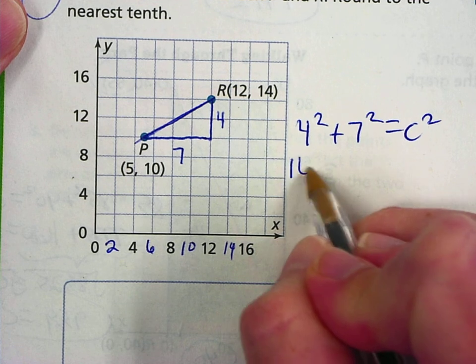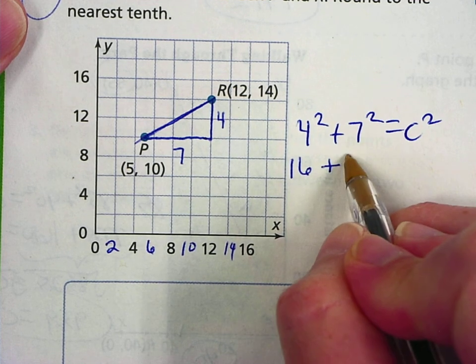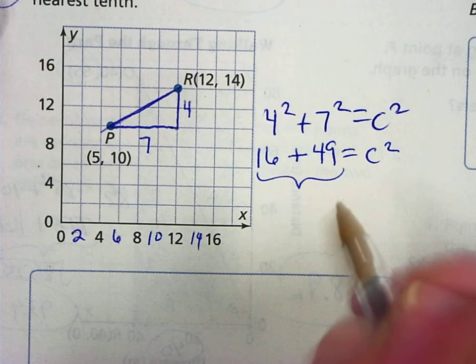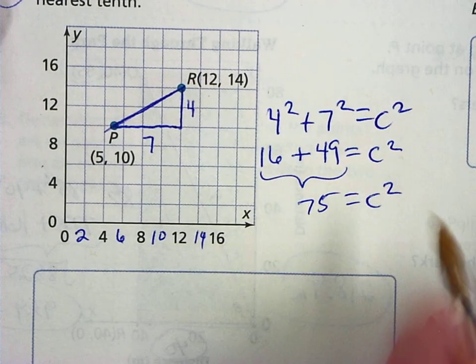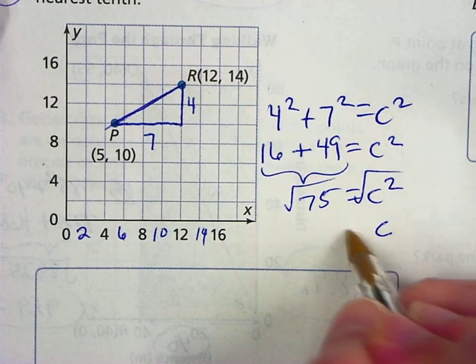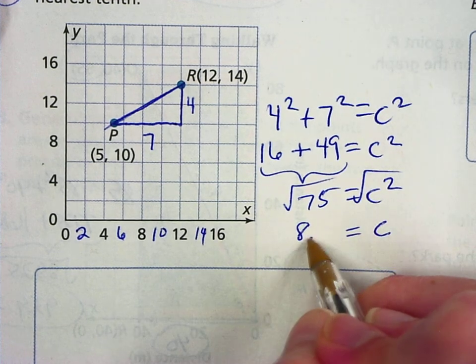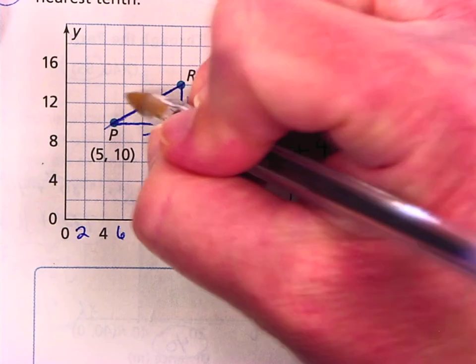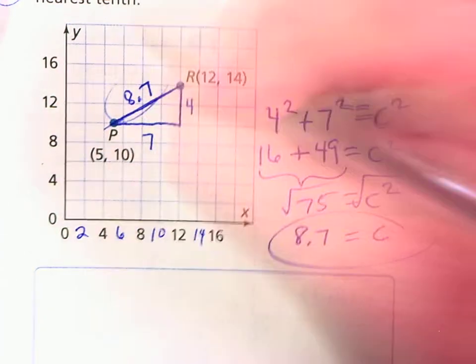So 4 times 4 is 16. 7 times 7 is 49. Let's add these two together, and that's 75. And then let's square root that. So c is 8.7. Make sure you're rounding correctly. So the length of line PR is 8.7 units long.